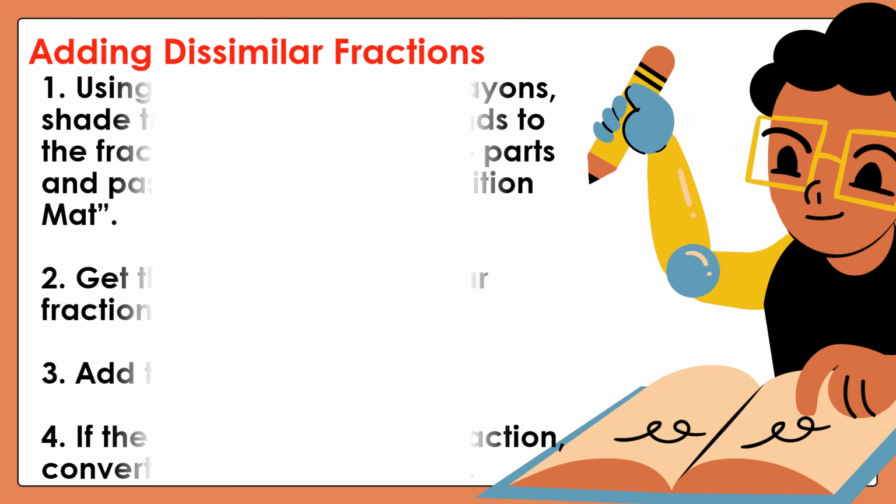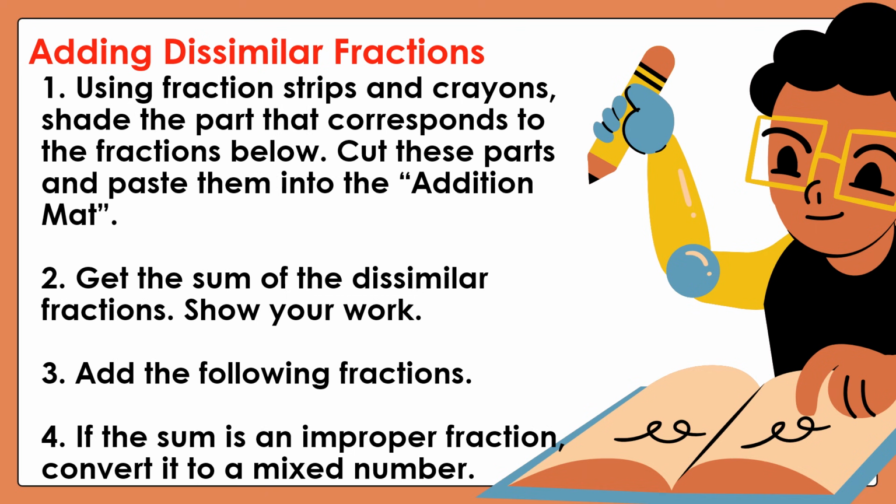Adding dissimilar fractions. Number 1, using fraction strips and crayons, shade the part that corresponds to fractions below. Cut these parts and paste them into the addition mat. Number 2, get the sum of the dissimilar fractions. Show your work. Number 3, add the following fractions. And number 4, if the sum is an improper fraction, convert it to a mixed number.